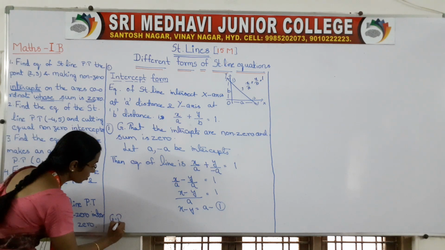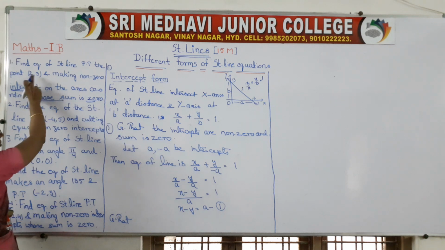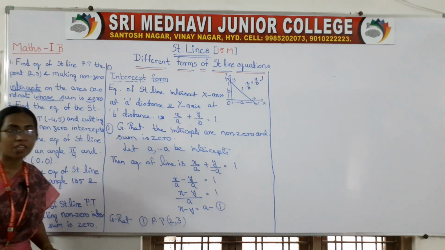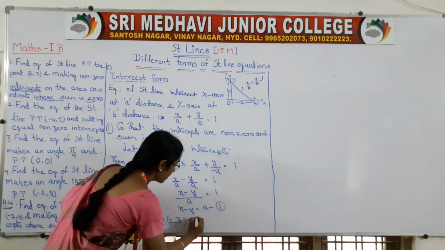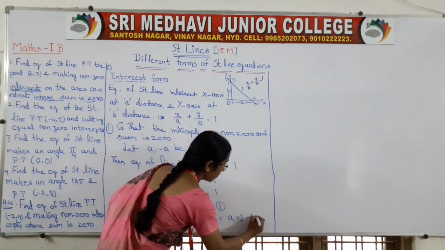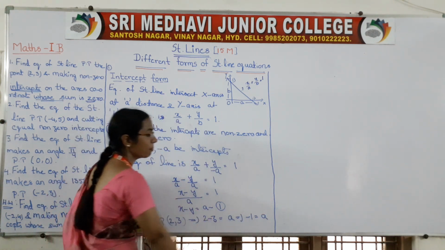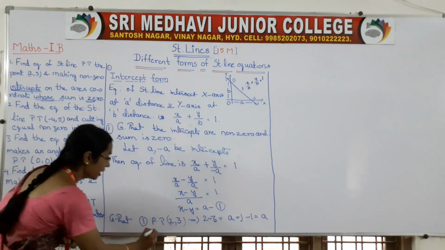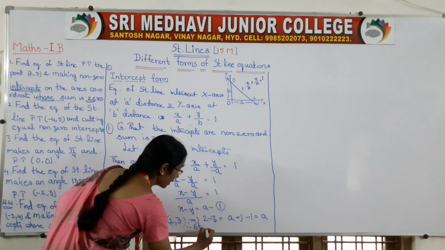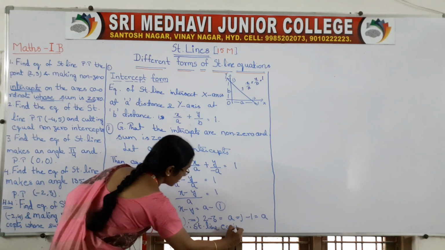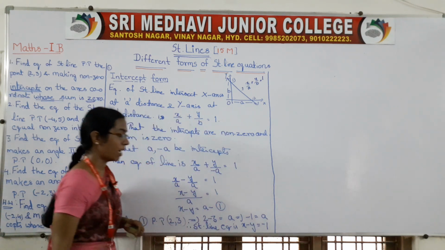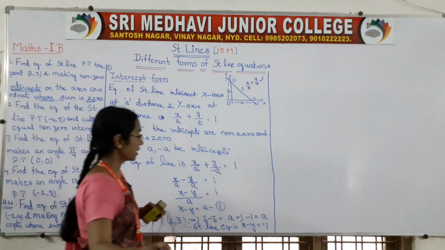What is the given information to us? Given that it passes through (2, 3). So equation 1 passes through (2, 3), which implies 2 minus 3 is equal to a, so minus 1 is equal to a. Therefore, from equation 1, the straight line equation is x minus y is equal to a, which is minus 1. So this is your required line equation.